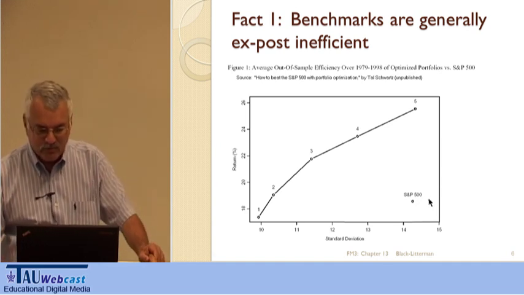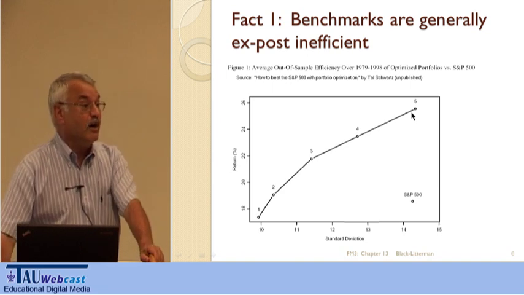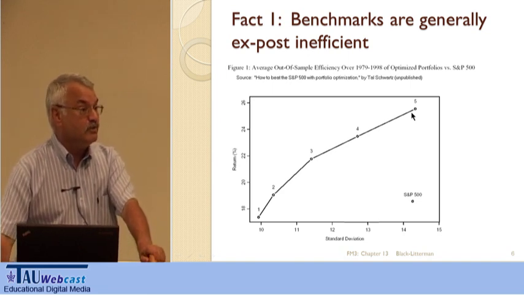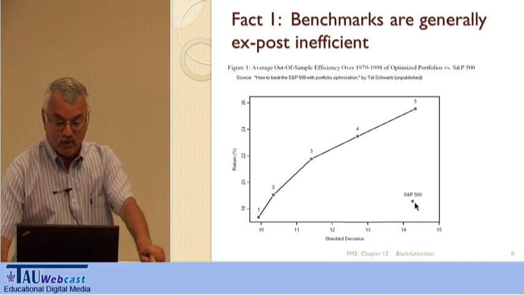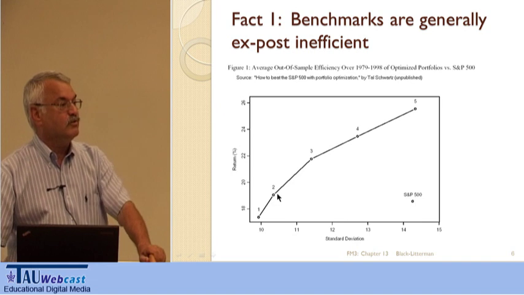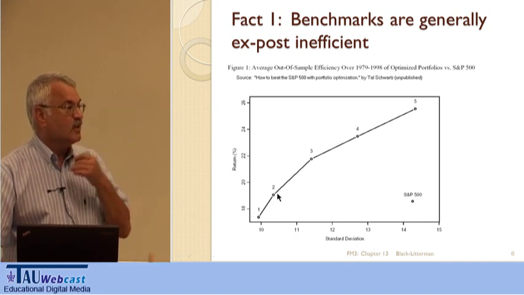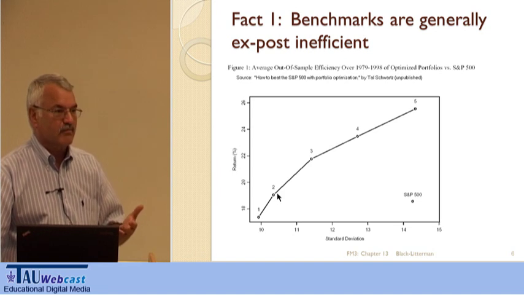For example, you could go from the S&P 500 this direction, and portfolio 5 would give you the same standard deviation but better returns. Or you could go this direction, and portfolio 2 would give you the same expected return and less standard deviation. Okay?